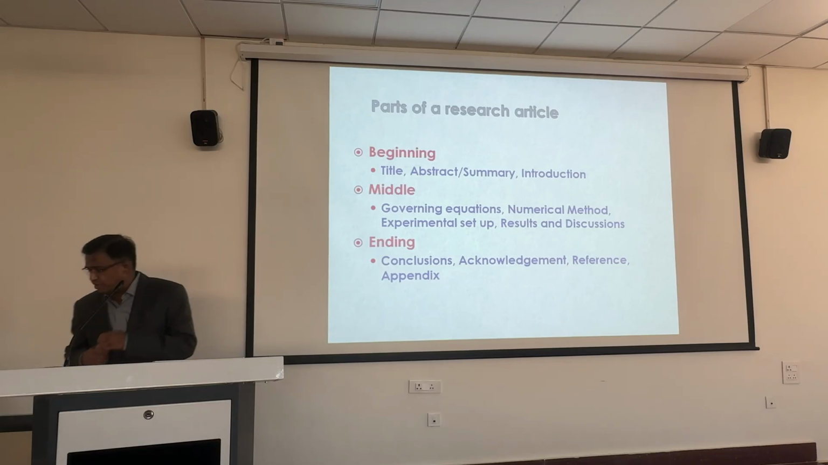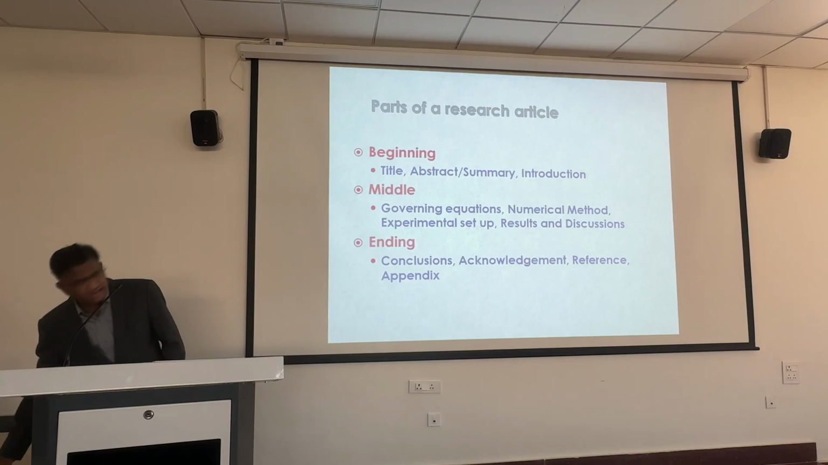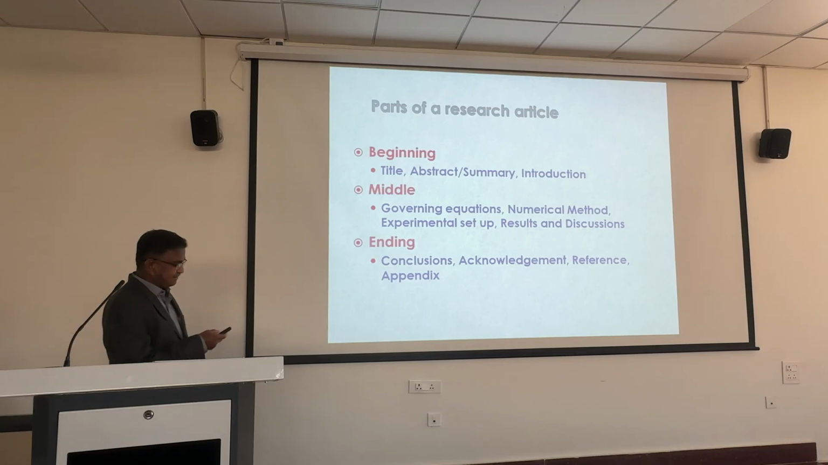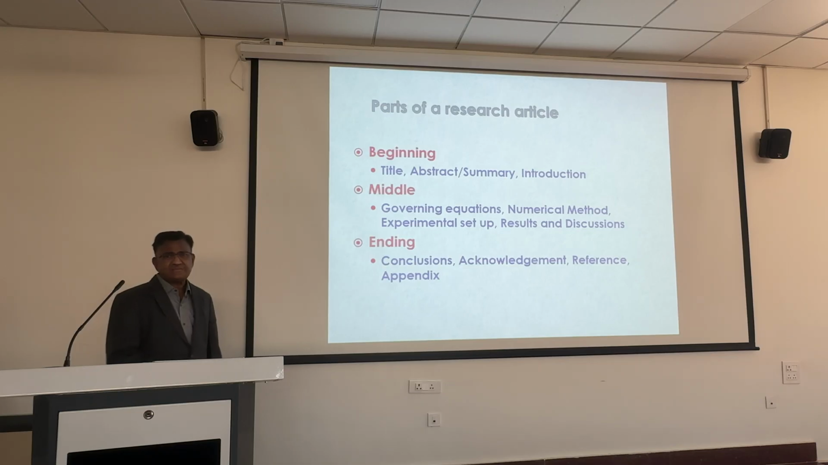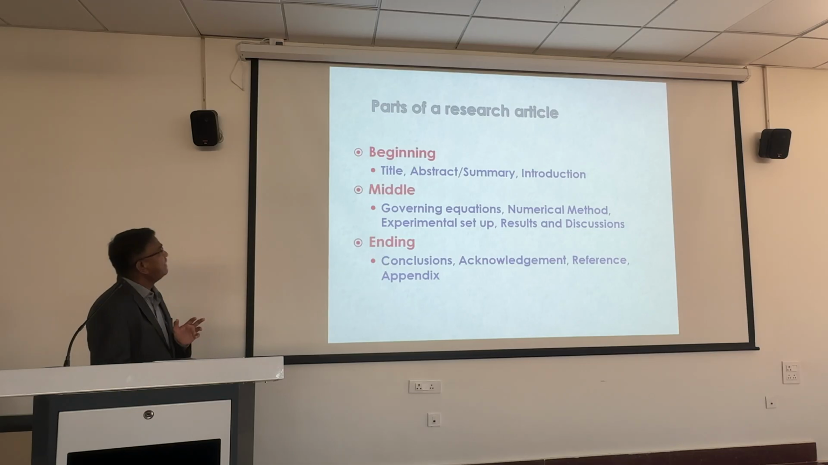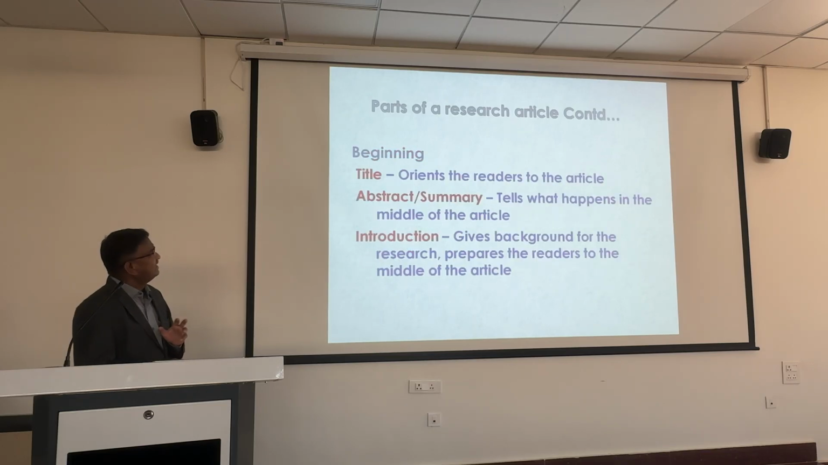This is just to give you an overall picture of how you can look at a paper. It is first the beginning: title, abstract, summary; and then the middle of the paper, where you are going to give all the details like governing equations, experimental setup, results and discussion; and the ending, conclusions. So this perspective we should have before writing the paper. Now we can go to the details.